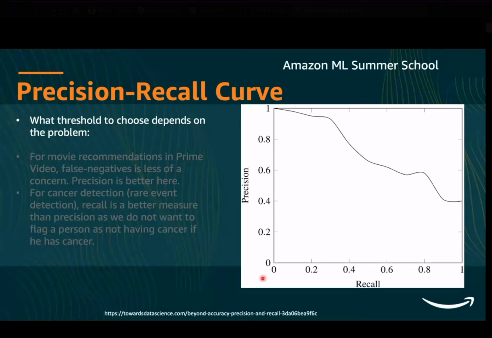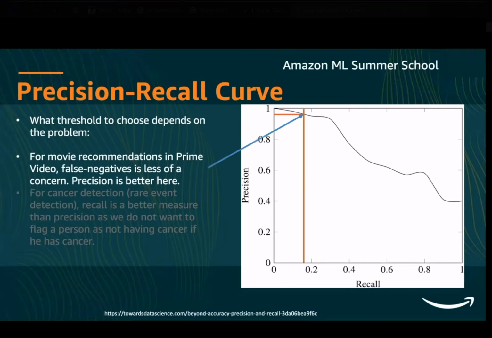On the y-axis, you have precision. On the x-axis, you have recall. And this plot is basically you select different thresholds, right? And for that threshold, you compute precision and recall. Let's say for threshold of 0.9, 0.8, 0.7, 0.6, 0.5, 0.4, 0.3, 0.2, 0.1, and 0, right? And you get a curve.